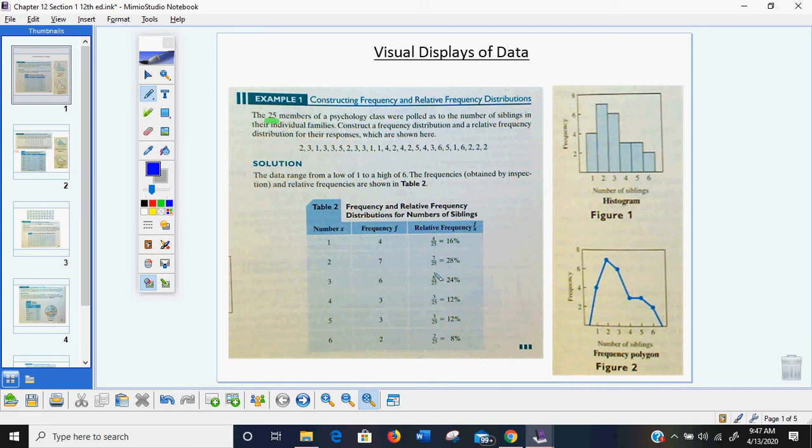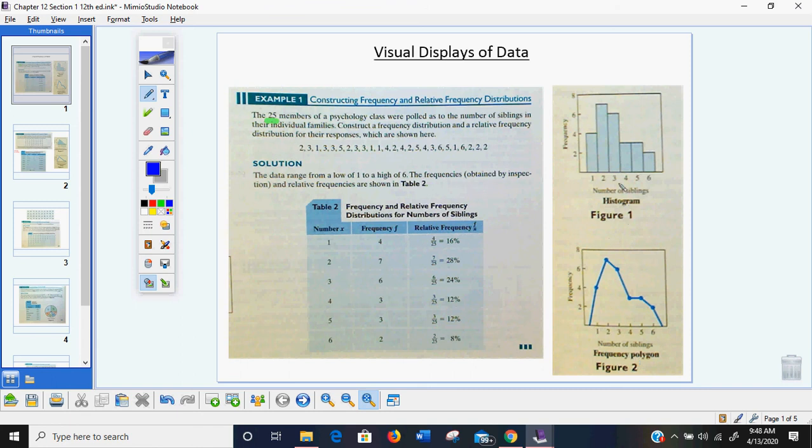7 over 25 is around 0.28, so they move the decimal twice to the right. 6 over 25, 3 over 25, and then 2 over 25. And they just move the decimal over twice to the right to make it a percent. The percentages are called the relative frequency. Now we're going to use these numbers to create histograms, which are bar graphs, and frequency polygons.